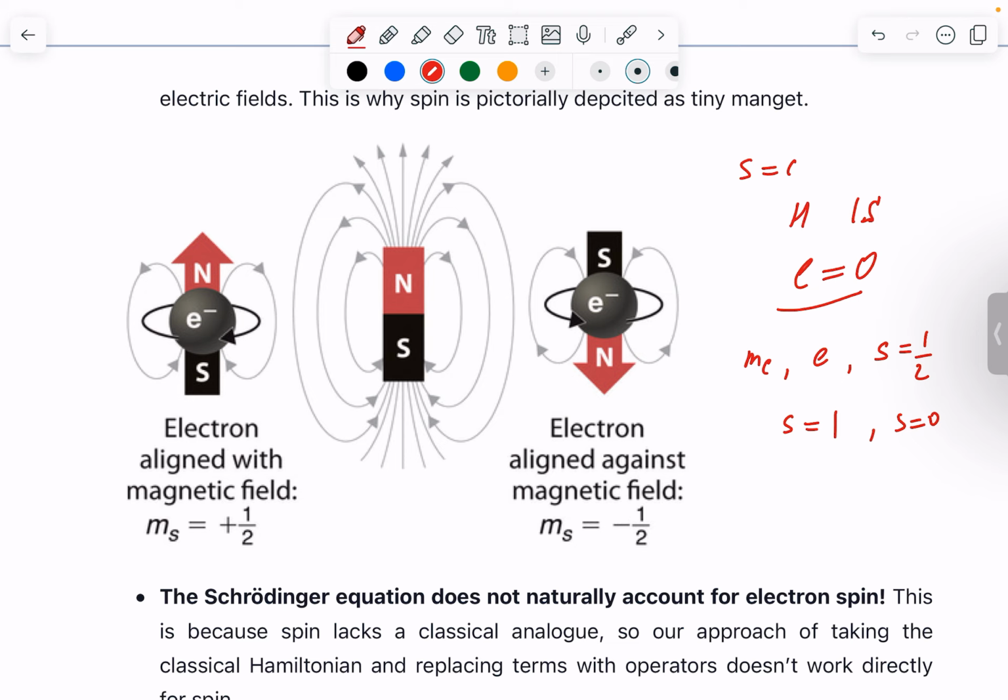So this is to contrast with the classical source of magnetism, where you have a rotating charge that generates a magnetic moment, and has a classical analog. You can replace a classical observable with a quantum mechanical expression.